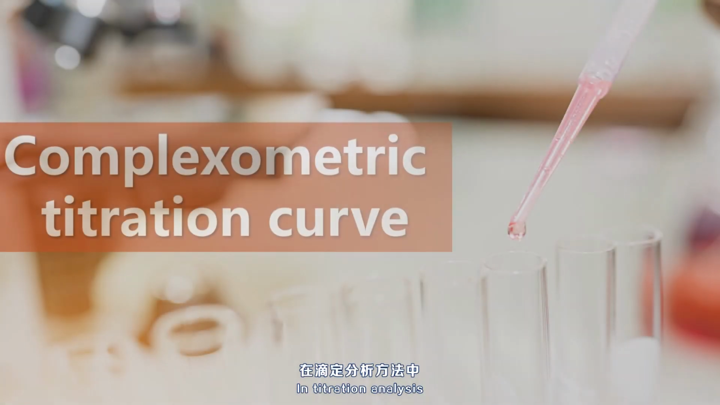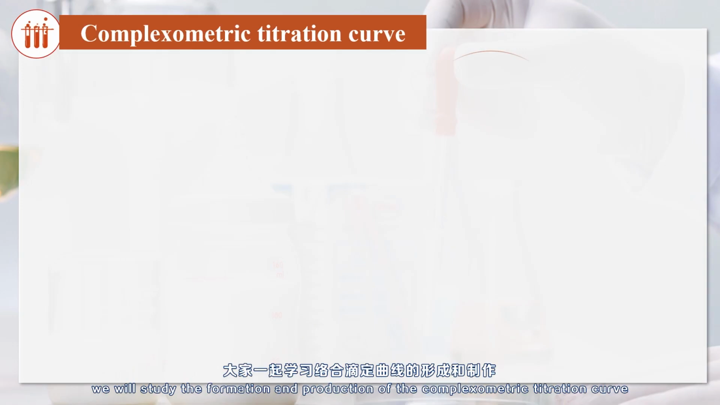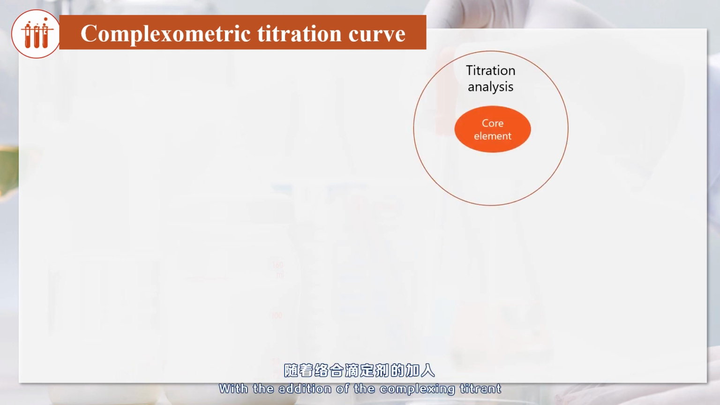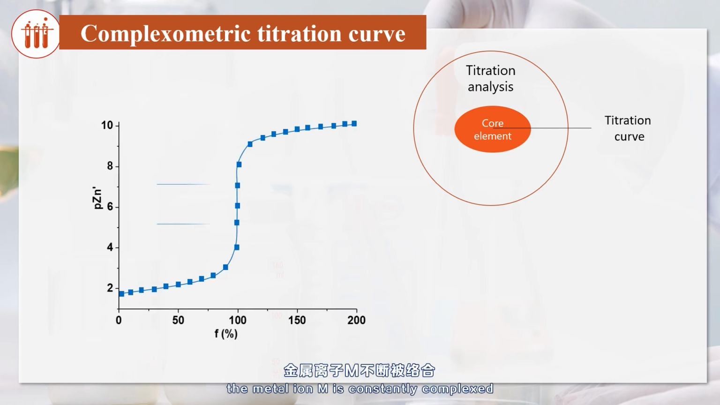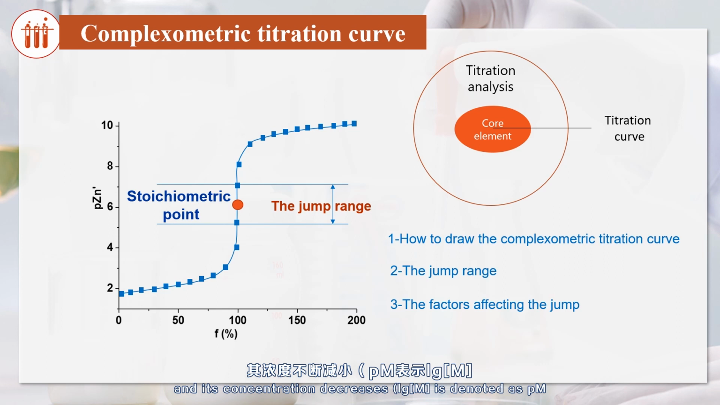In titration analysis, the titration curve is a core element of the analytical method. In this lesson, we will study the formation and production of the complexometric titration curve, the titration jump range, and factors affecting the jump. With addition of complexing reagent, the metal ion is constantly complexed and its concentration decreases.